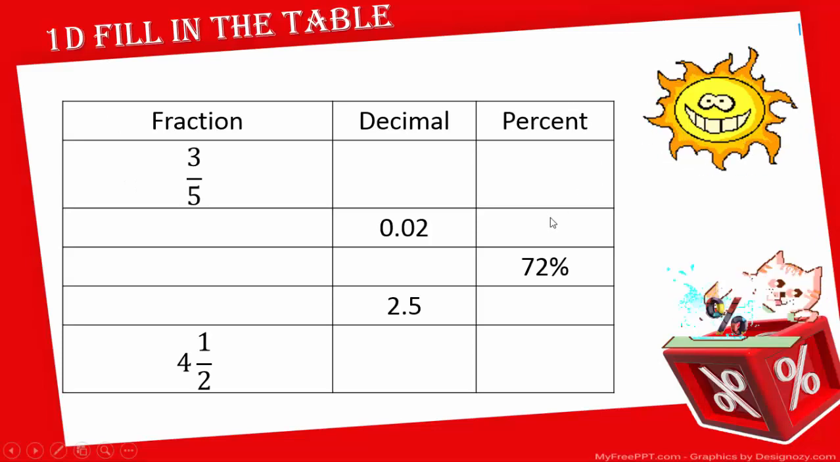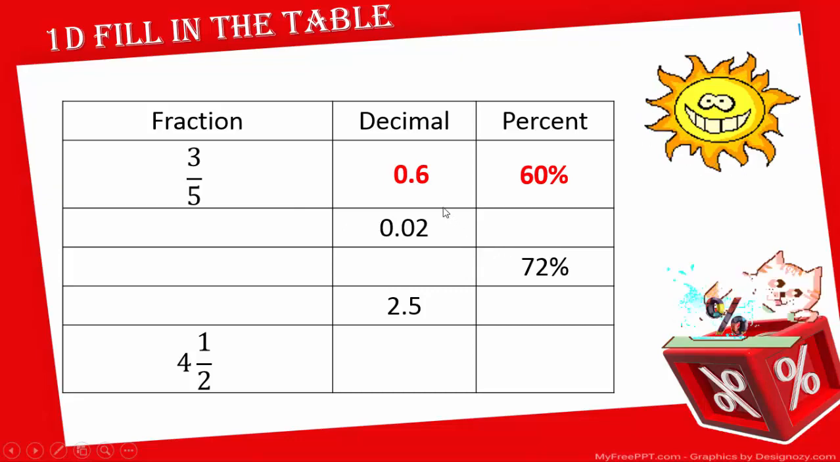Coming back to the PowerPoint, we'll just fill in the table here as we saw in the whiteboard, and we found the decimal was 0.6, and we found that that was 60%. Now we'll go to the second line of our table, and we see we're given the decimal. So we want to then figure out the fraction and percent, so we'll go to the whiteboard and work this out.